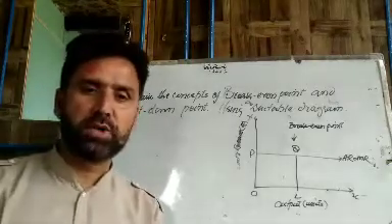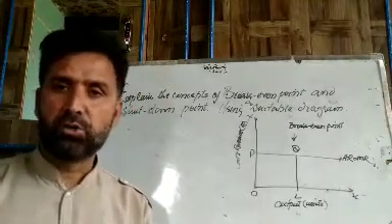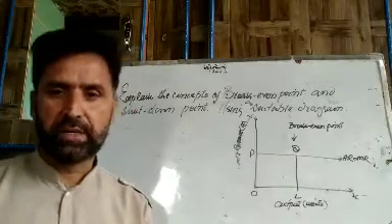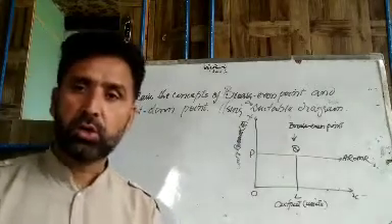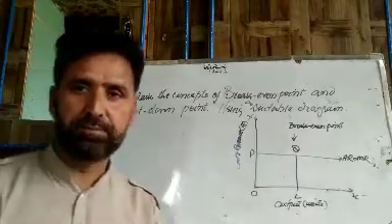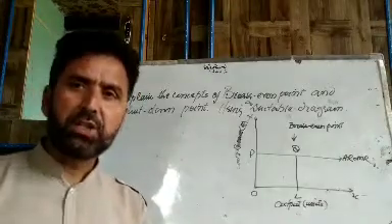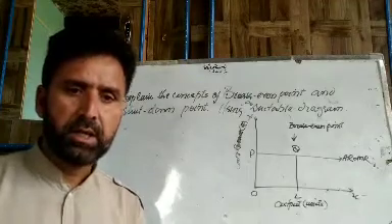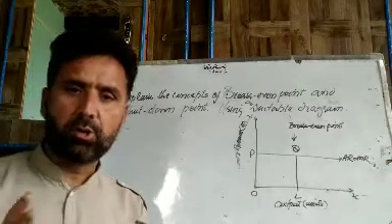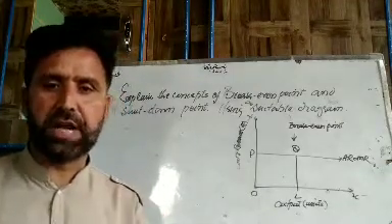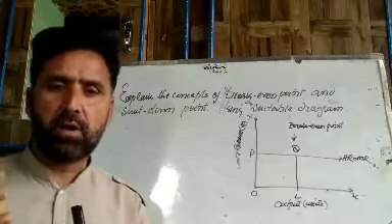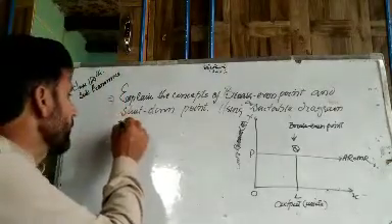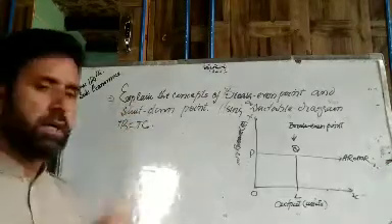Today we are going to explain the concepts of break-even point and shutdown point using a suitable diagram. Dear students, when we talk about the break-even point, in microeconomics, the break-even point is said to occur when total revenue is equal to total cost.